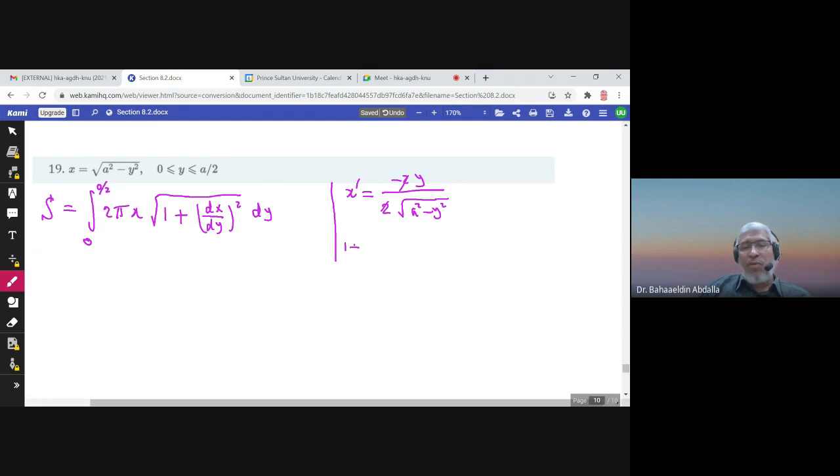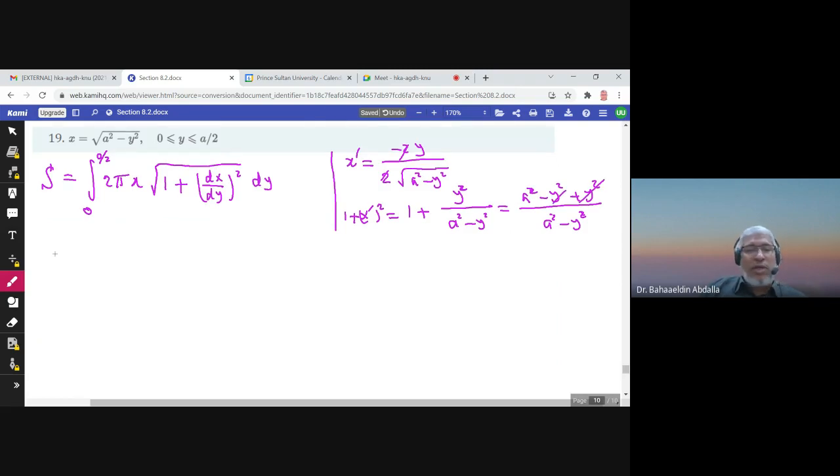So 1 plus x prime squared would be 1 plus y², and the negative sign will disappear. Negative to the power 2 is 1. And here I will have a² minus y². So I have a² minus y² when we add, and I have a² minus y² plus y².